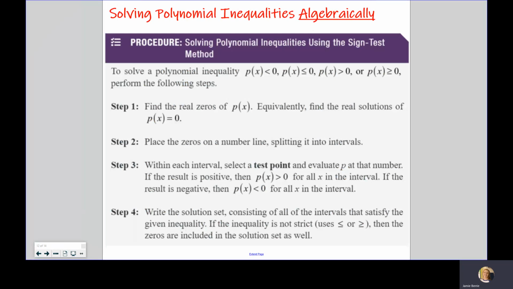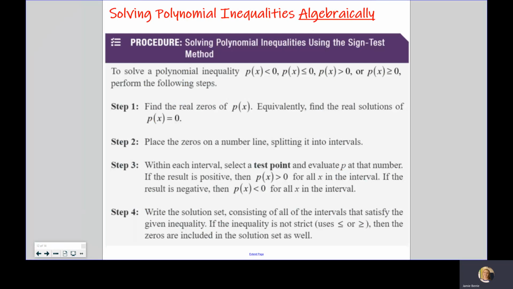Step 1 is to find the real zeros of the polynomial, or find the solutions, or find the roots, or find the X intercepts. They're all the same thing. Step 2 says just place the zeros on a number line, splitting it into intervals. Then within each interval, select a test point and evaluate the polynomial at that number. If the result is positive, then the polynomial is greater than 0 for all x's in that interval. If the result is negative, then the polynomial is less than 0 for all x in that interval.